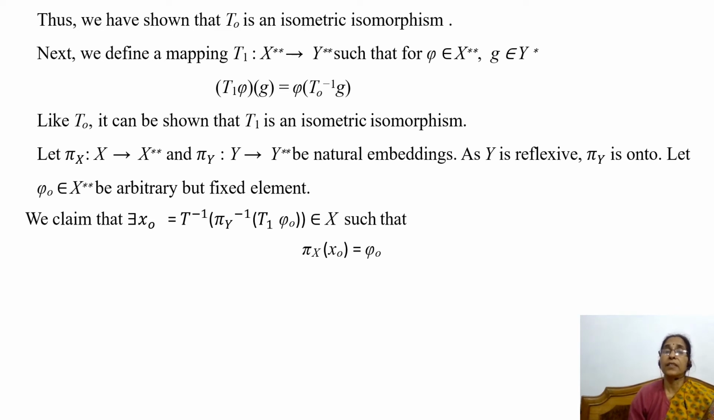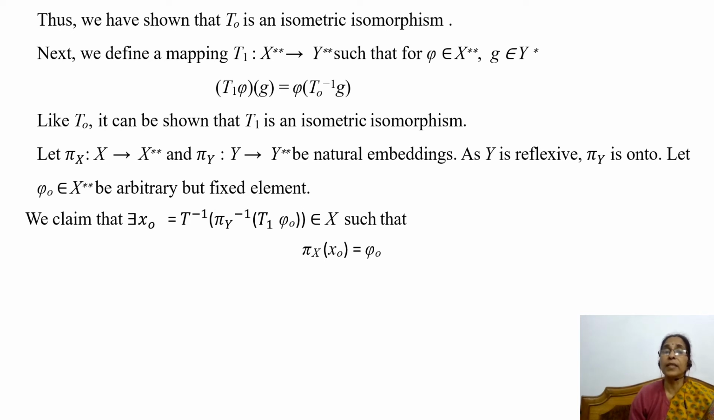we can check this element x naught is an element of X. Why? Because phi naught is an element of x double star, and T1 is a mapping from x double star to y double star. So T1 phi naught is an element of y double star, and pi y inverse is a mapping from y double star to Y. So pi y inverse of T1 phi naught is a unique element of Y.